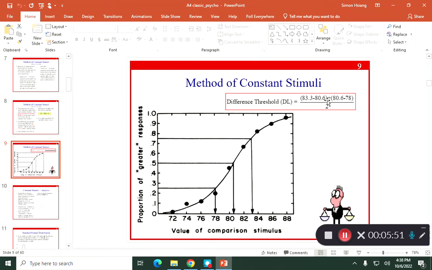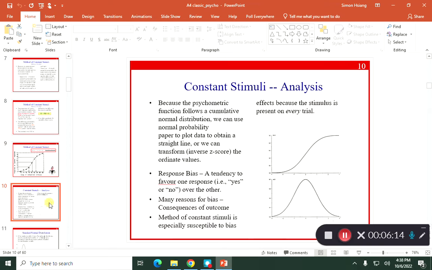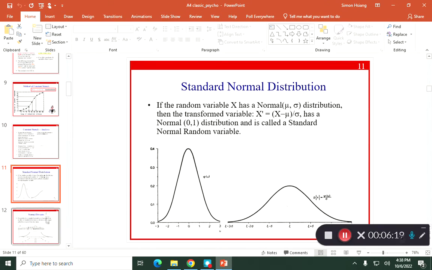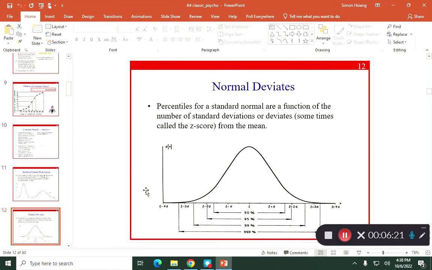See here, 80.6 is the 50%. 83.3 is 75%. 78 is 25%. So you cancel out the middle point. You try to figure out the difference threshold by using the 75 minus the 25 divided by 2. To do this, we're really trying to use two different functions.